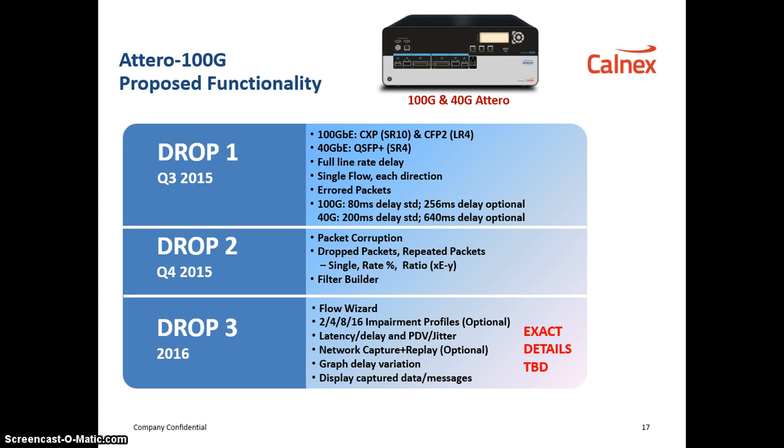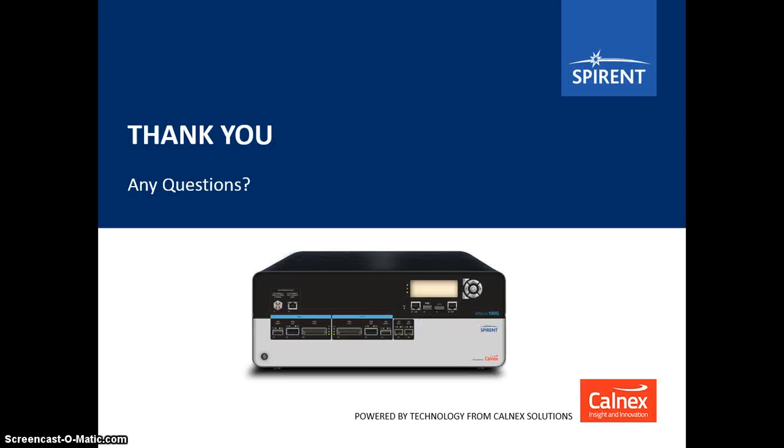In terms of functionality, drop 1, we've got full line rate delay, single flow in each direction with errored packets, supporting up to 256 milliseconds at 100 gigs, up to 640 milliseconds at 40 gigs. We'll follow up a quarter later with packet corruption, drop packets, repeated packets, and filter builder, and then drop 3 will add additional functionality in the following year. Thank you.